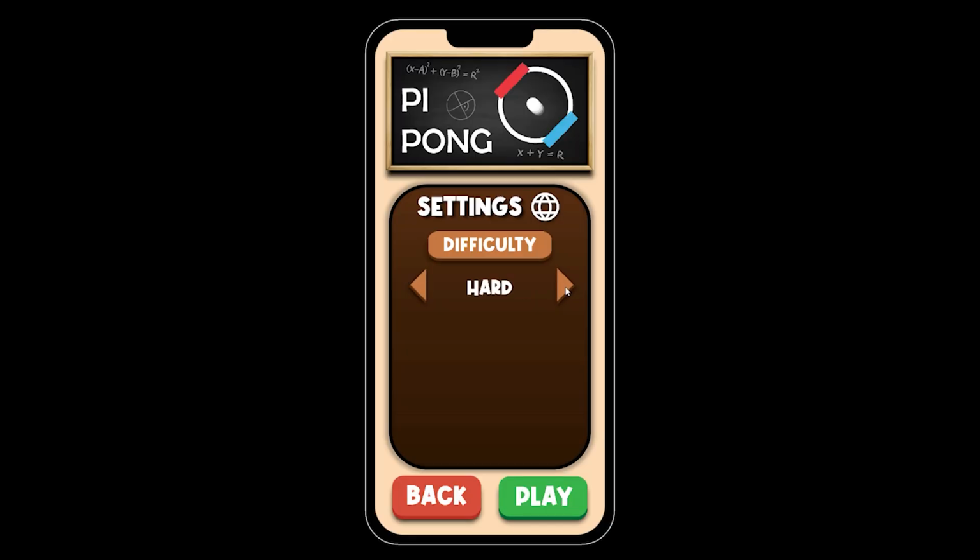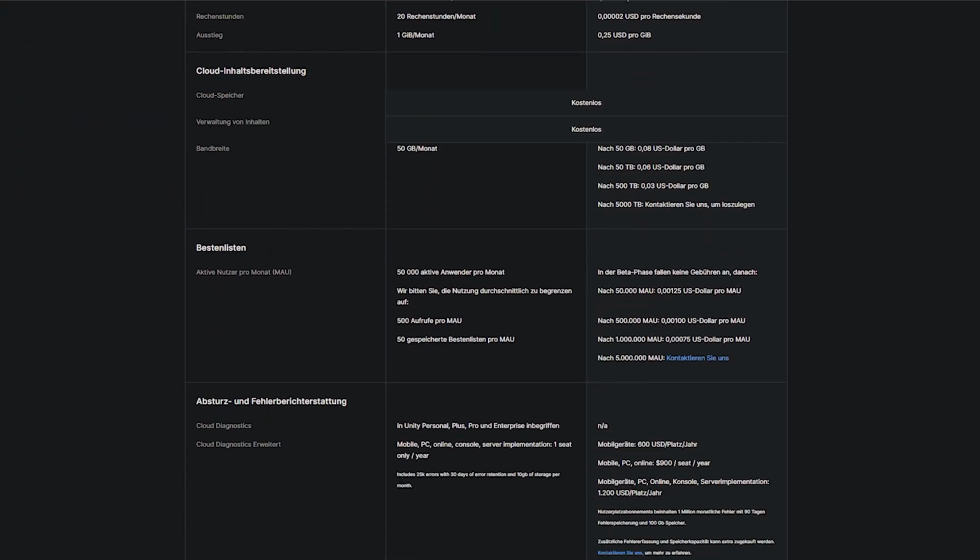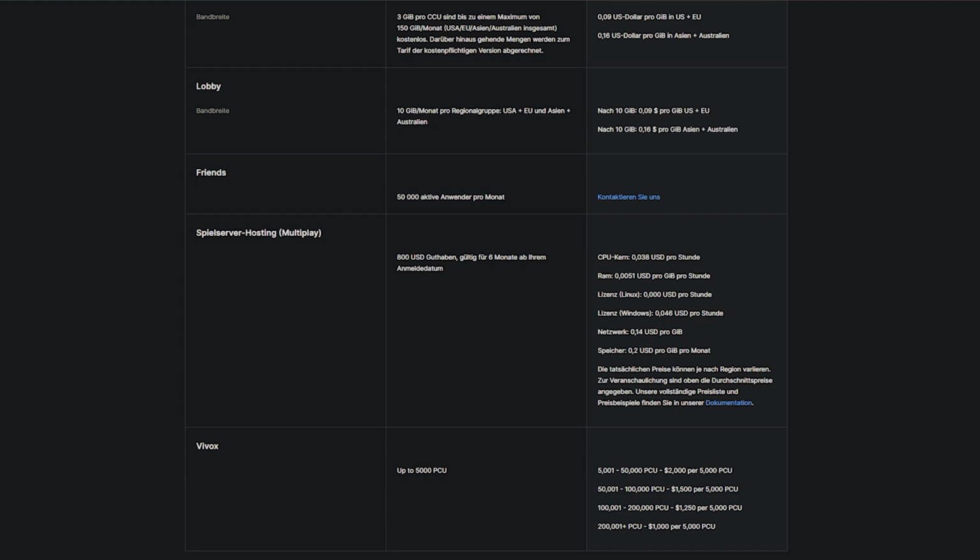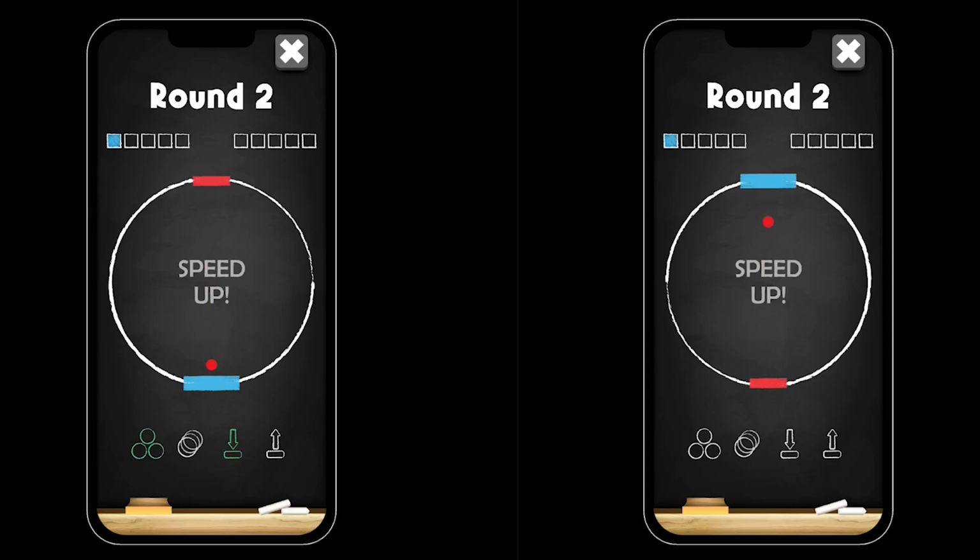So I decided to remove the hard game mode from the game. I think the only way to fix this issue is to spend some money for servers, which I think I'm going to do eventually. At this point, you are probably wondering where you can play PiPong.